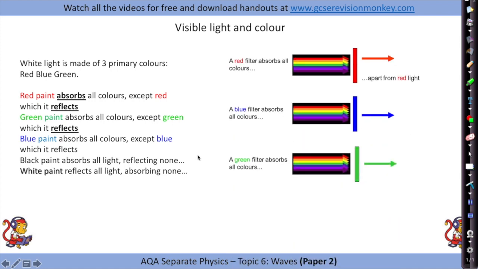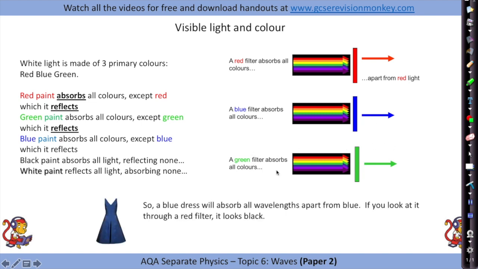Now, how do colour filters work then? So a colour filter, like coloured sunglasses, a red filter absorbs all the colours apart from red light. So a red filter will allow red to be transmitted through it, hence why when we look through a red filter, everything looks red. Blue filter works in the same way, and the same with the green filter. So the colour of the filter is the light that is being transmitted through it.